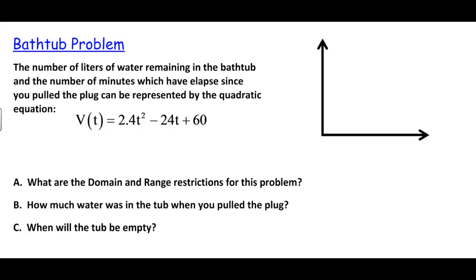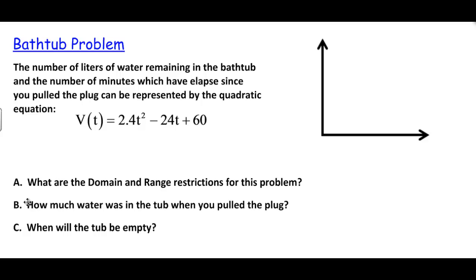And it says the number of liters of water remaining in the bathtub and the number of minutes which have elapsed since you pulled the plug can be represented by the quadratic equation v of t equals 2.4t squared minus 24t plus 60. Hopefully you remember this is just function notation, where this says we're going to get volume if we input time. So if I know how many minutes after we've pulled the plug, it'll tell you how much water is left in the tub.